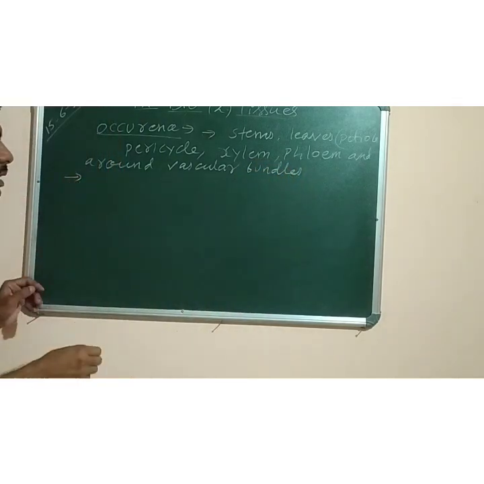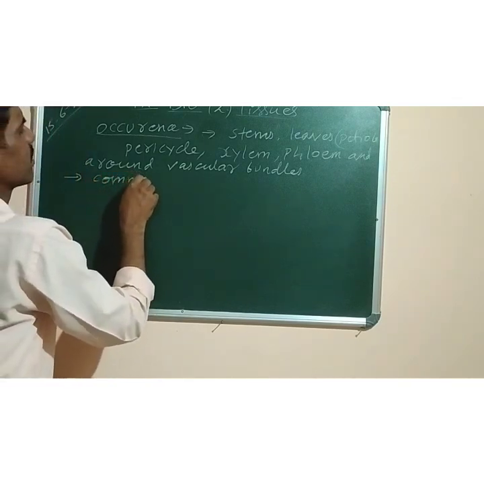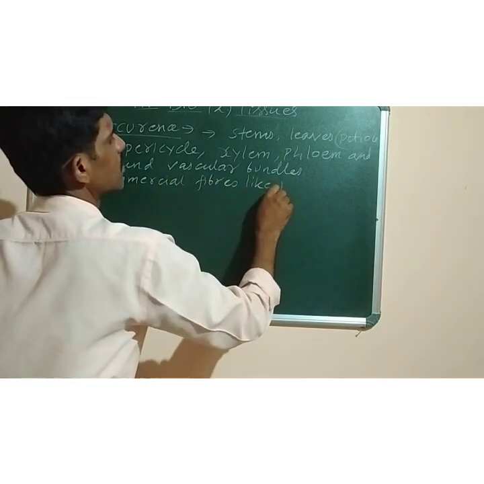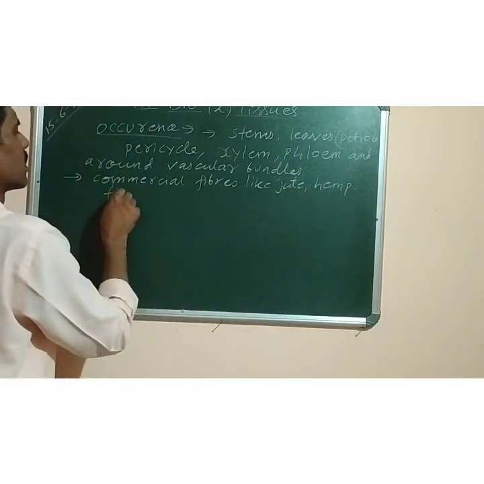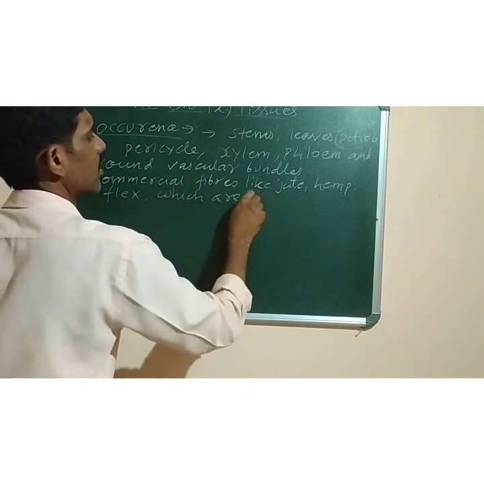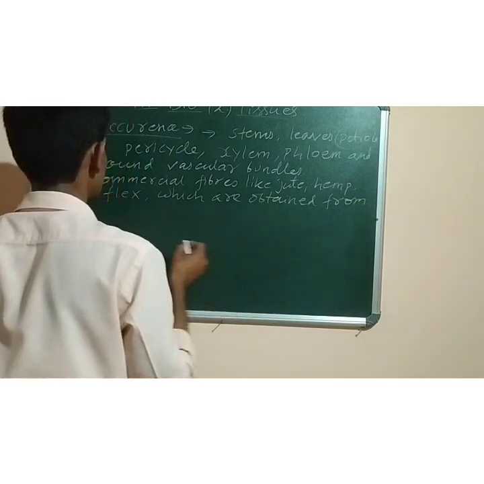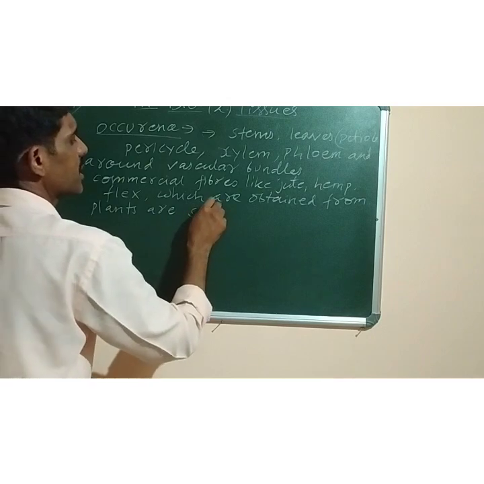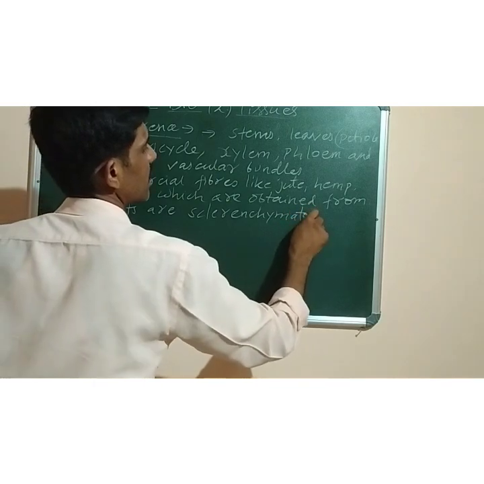Now, the commercial fibers which we obtain, commercial fibers like jute, hemp, flax, which are obtained from plants. They are obtained from plants only, which are obtained from plants, are sclerenchymatous fibers only. Sclerenchymatous fibers.